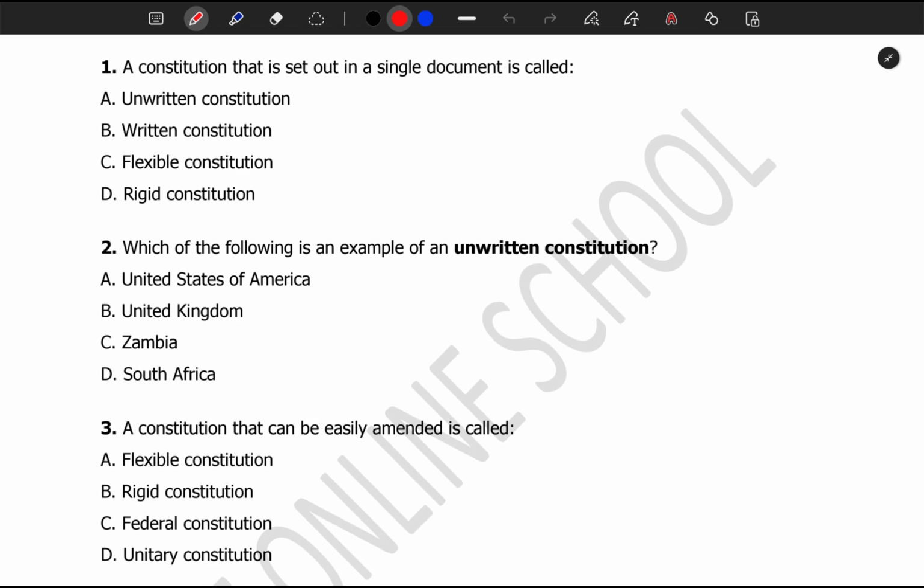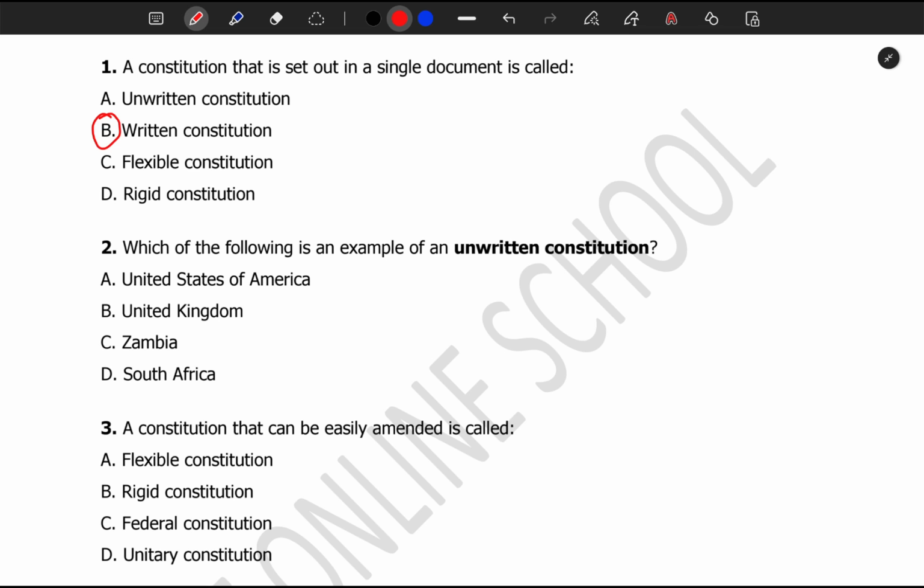The first question says, a constitution that is set out in a single document is called. This is a written constitution. So it's a single document actually that contains all the laws and principles.